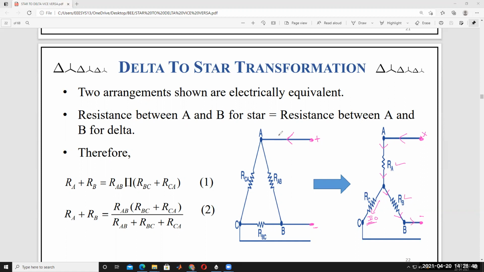Coming back to the delta network, we consider only the A and B terminals here also. Only the A and B terminals are considered. In this case, the current enters like this and divides into two circuits.